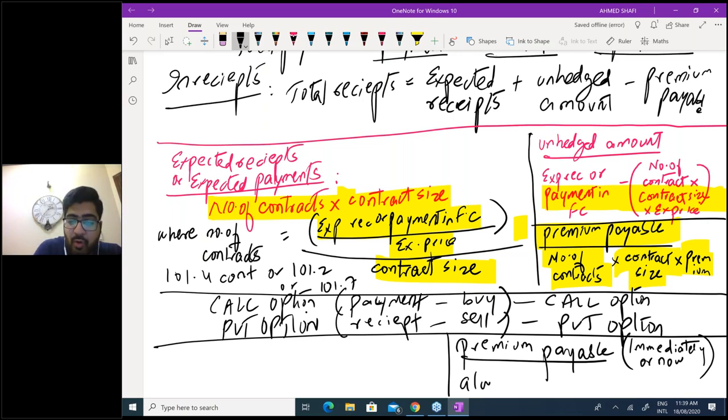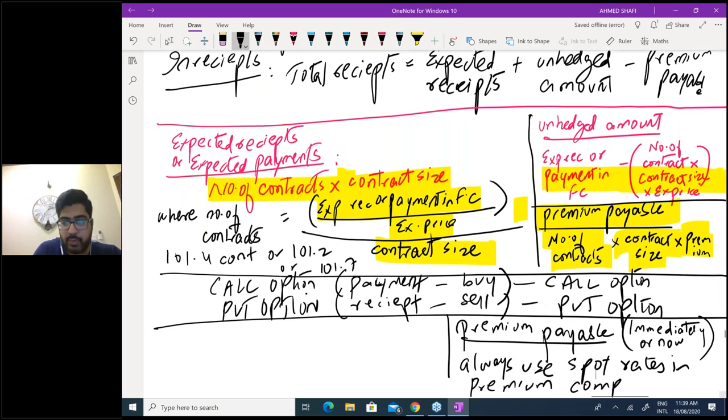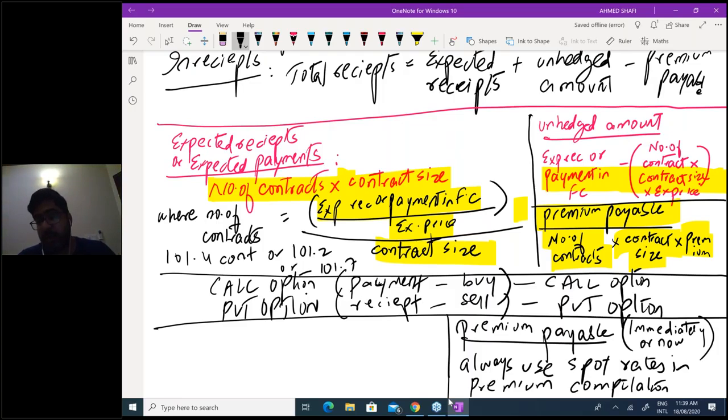That's why we always use spot rates in premium computation. Spot rates are today's rates. So you have to pay premium immediately or now. Immediate means today, now. You always use spot rates in premium computation. You have to learn all of this because it carries logic weight as well. Because premium has to be paid now, use spot rates.